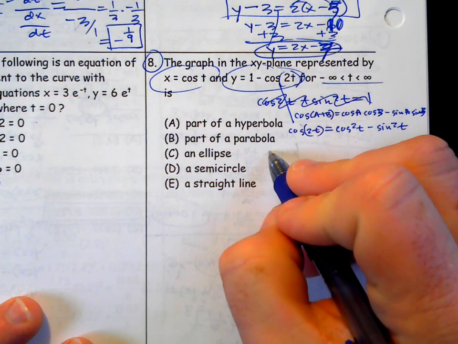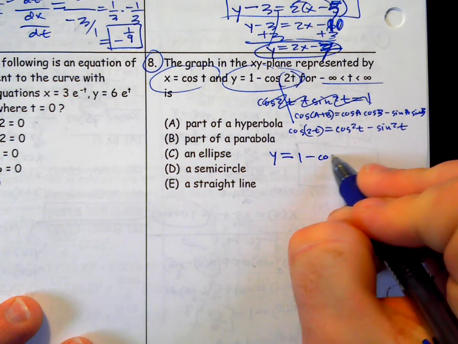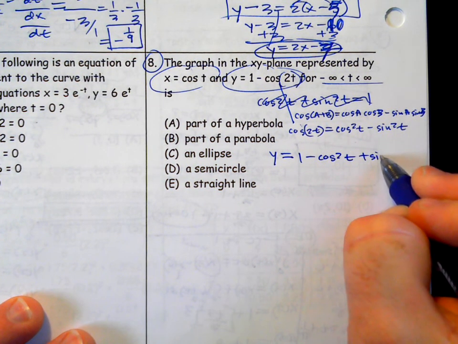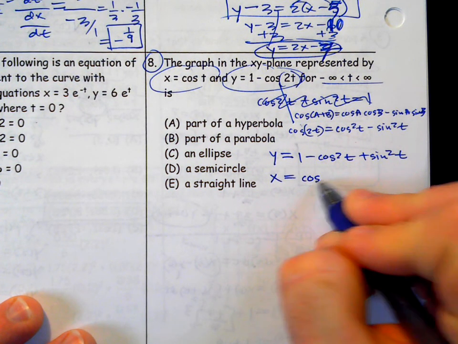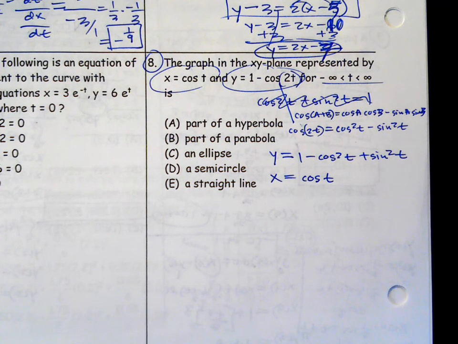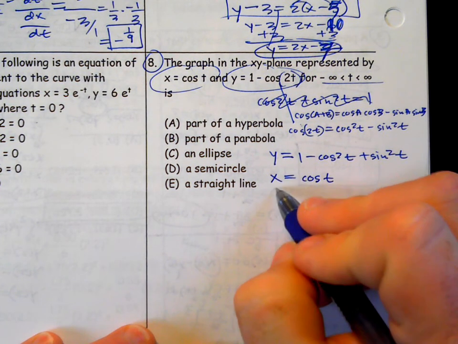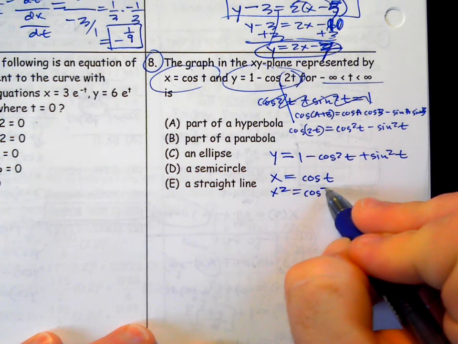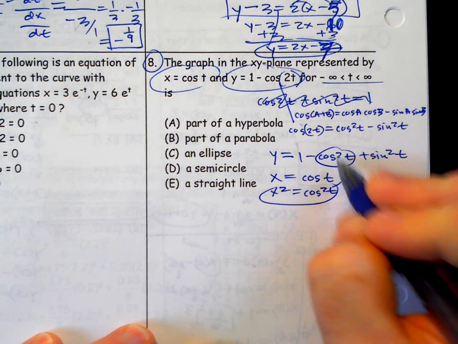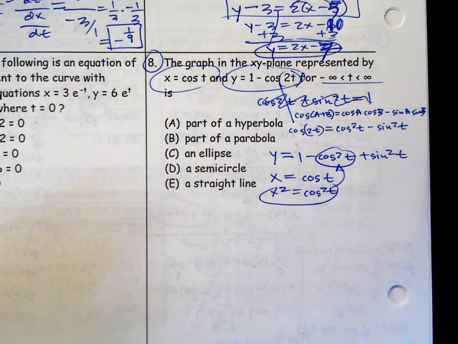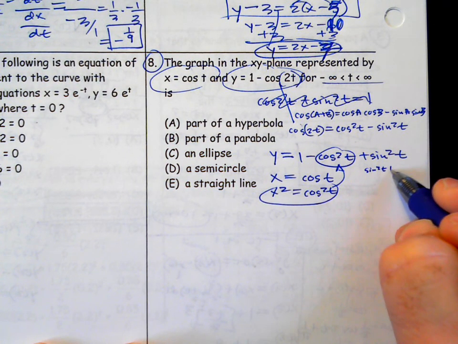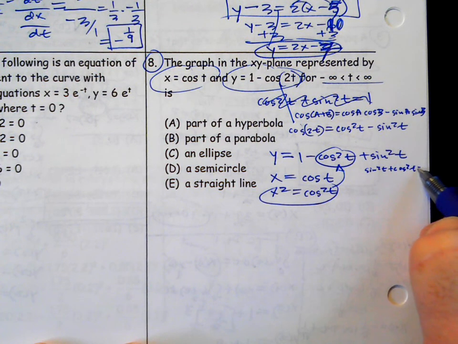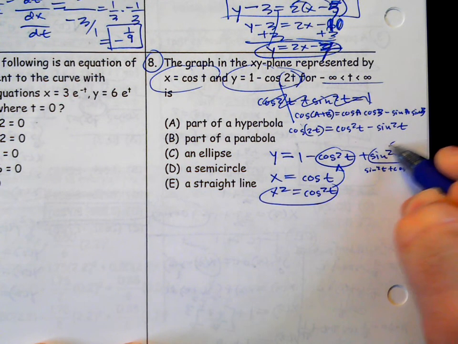So that equation now is y equals 1 minus cosine squared t plus sine squared t, because you have to distribute the negative. And you have x equals cosine t. We could say x squared equals cosine squared t and replace the cosine squared with that, but then we still have a sine squared. Well, that's where another identity can come in, the Pythagorean identity. If sine squared plus cosine squared equals 1, then sine squared equals 1 minus cosine squared.